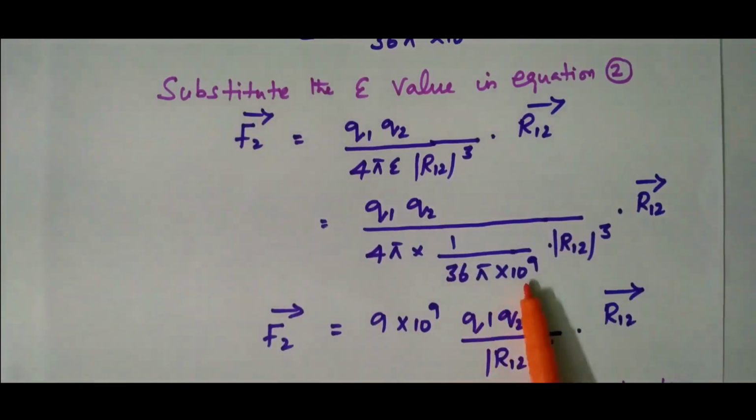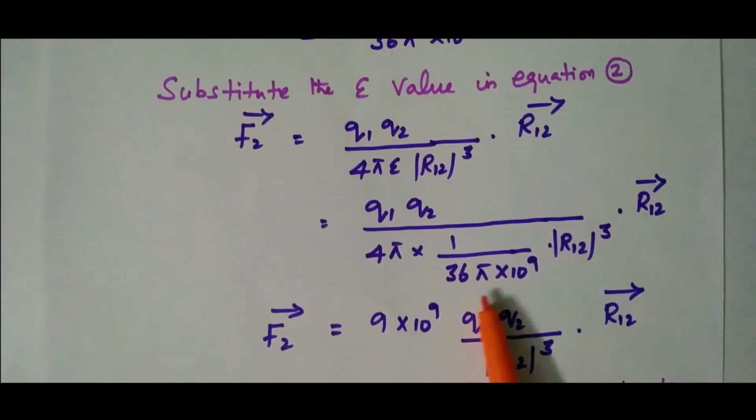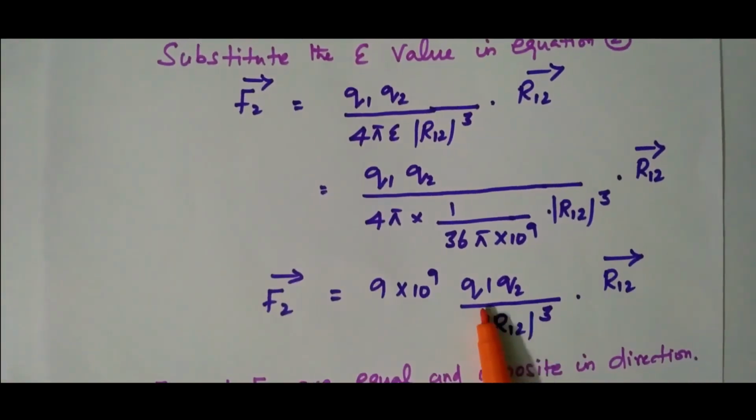So 9 into 10 to the power 9 is available in the denominator, so it will go to the numerator. By cancelling these two, 9 into 10 to the power 9 will go to the numerator. So 9 into 10 to the power 9 q1 q2 divided by r12 cube into r12 vector, right? This is nothing but the force developed on the second charge, F2, in vector form: 9 into 10 to the power 9 q1 q2 divided by r12 cube into r12 vector.